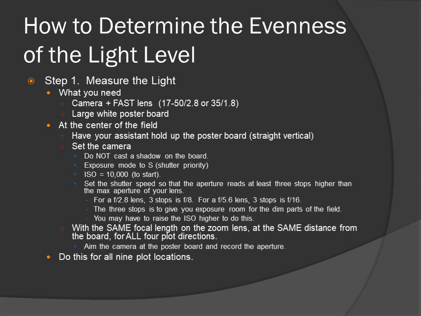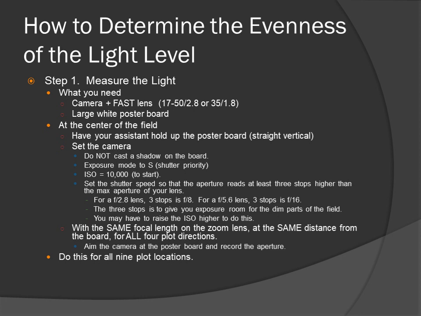For a 5.6 lens, 3 stops is f16. The 3 stops is to give you exposure room for the dim parts of the field. If the dim parts of the field are more than 3 stops, you're going to have to raise it higher. You may have to raise the ISO higher to do this if your field is dimmer than my field. So just that ISO of 10,000, that's just a starting point.